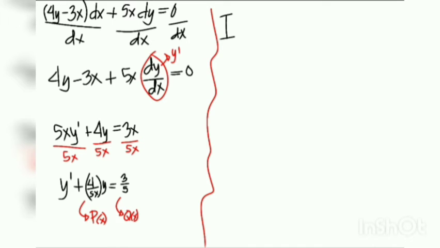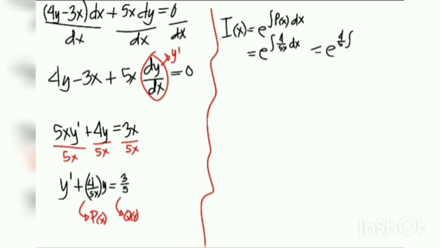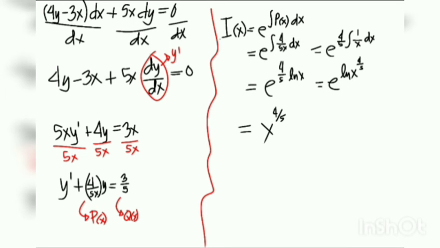So to find the integrating factor, we have to use the same formula as earlier, and that would give us e raised to the integral of p of x dx. So, we substitute our p of x, which is 4 over 5x dx. And we take out the constant, which is 4 over 5. And the integral of 1 over x is equal to ln x. And that would give us 4 over 5 ln x. And to simplify this, we finally have x raised to 4 over 5. And that would be our integrating factor.